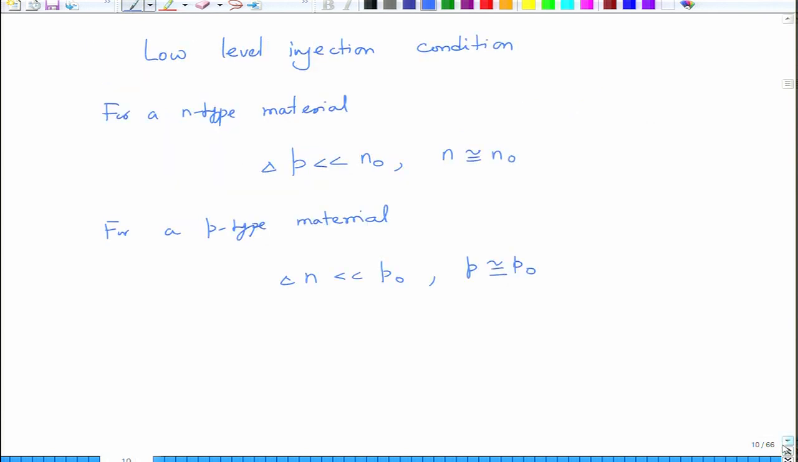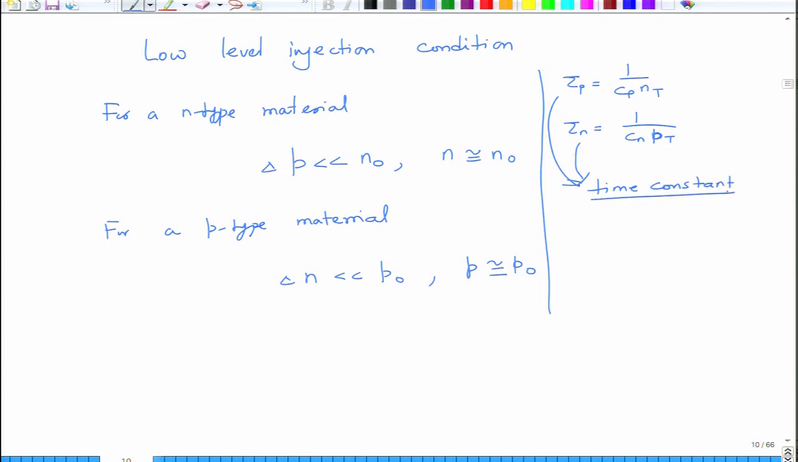So in this low level injection condition, once we accept this low level injection condition, we define a quantity called tau p. Okay, this tau p is 1 over Cp nt, and tau n is 1 over Cn nt, or you can say pt. Okay, what is this tau? Tau we define as time constant, this is in seconds.